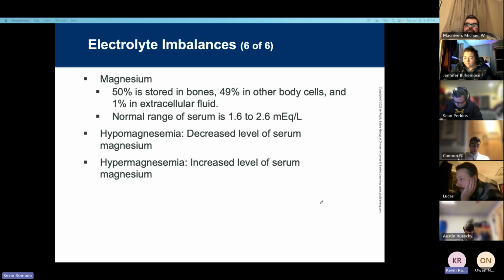Hypomagnesemia is a decreased level of serum magnesium, which would be caused by diminished magnesium absorption or intake, increased renal loss of magnesium, and miscellaneous causes such as diabetes, respiratory alkalosis, and pregnancy. Okay, pregnancy, interesting, right?